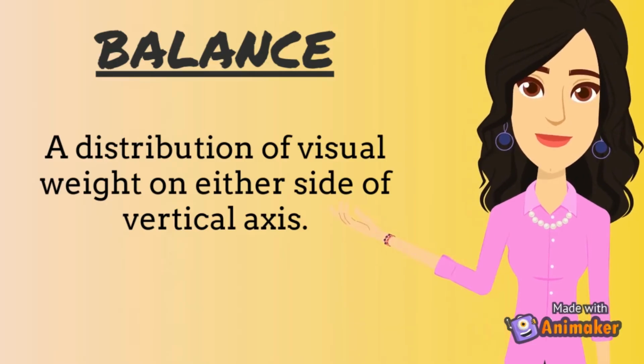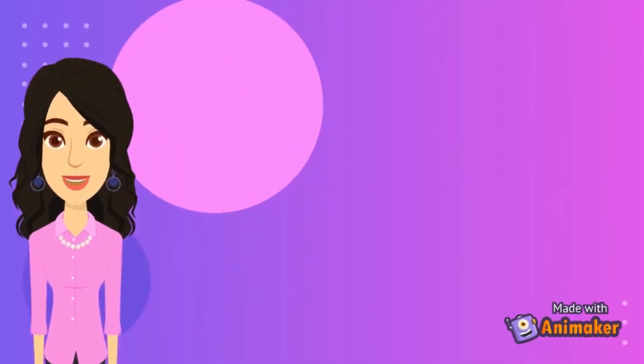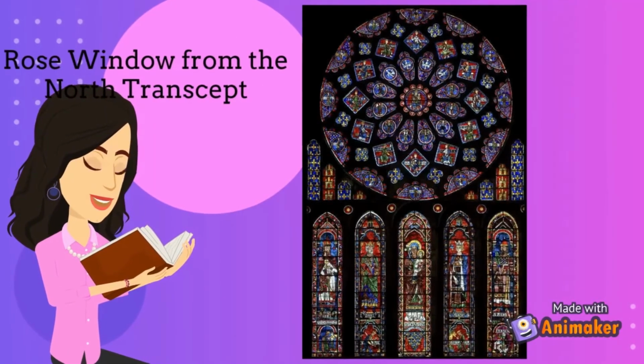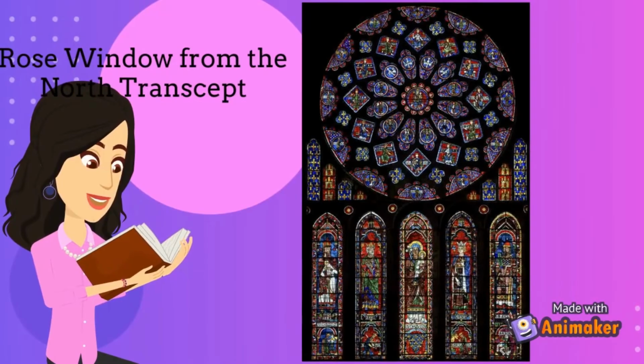Let's see the example of Western and classical art in terms of balance. And this is none other than the stunning rose window from the north transept. It is a stained glass design that shows a lot of balance in each detail. Can you see the balance?